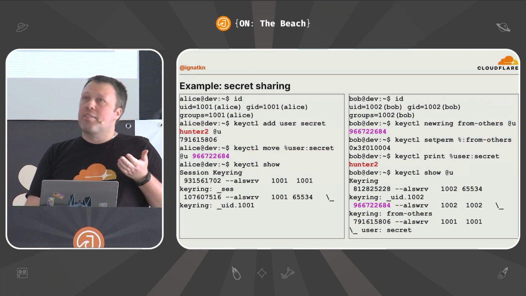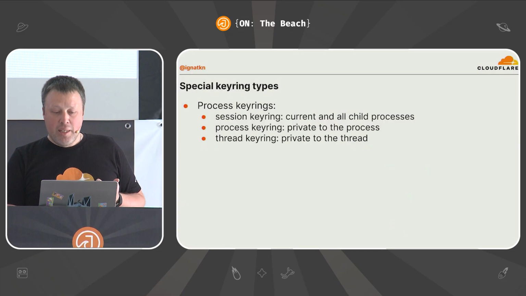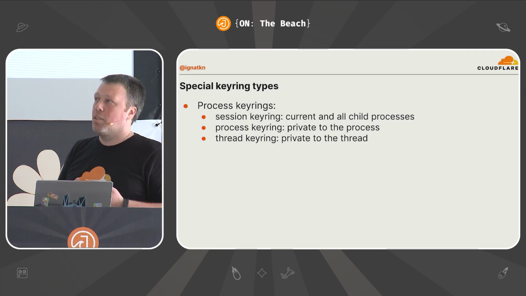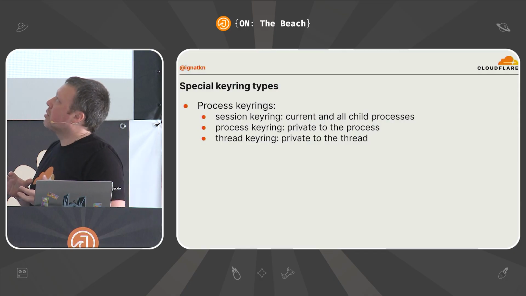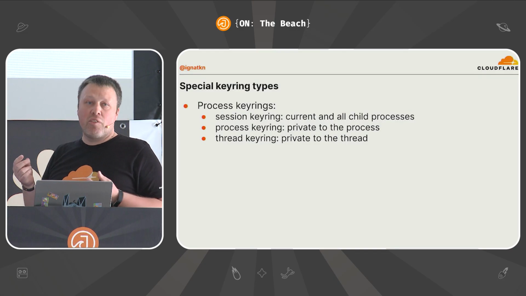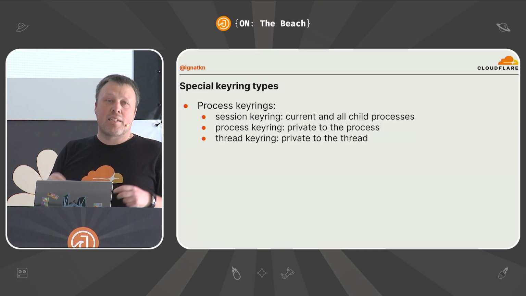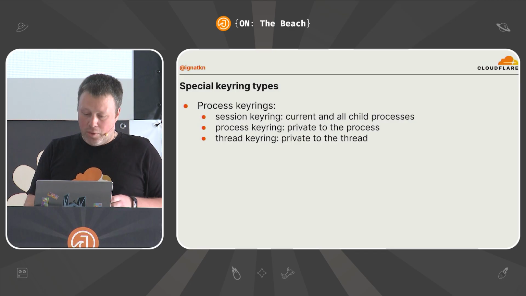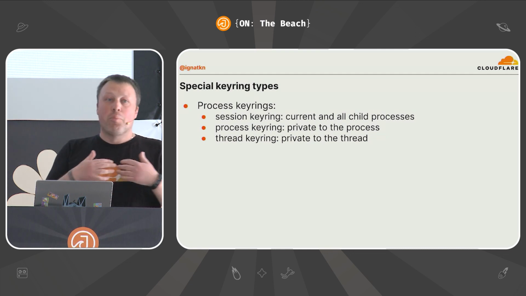So in these examples, we saw keyrings, we created custom keyrings, but there are special useful keyring types which are implicit, and their life cycle is bound to some other kernel entity. So the most interesting are process keyrings. You have a session keyring, which is automatically created for a process, and it is accessible from your current process and all the child processes in your process tree. There is a process keyring specifically, which is private to your process.